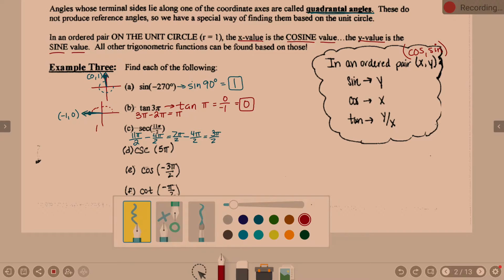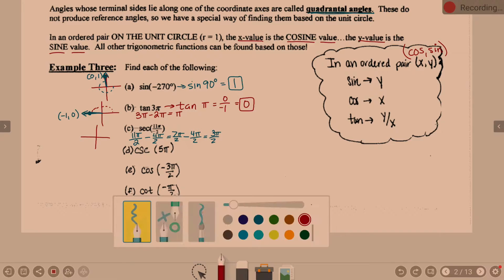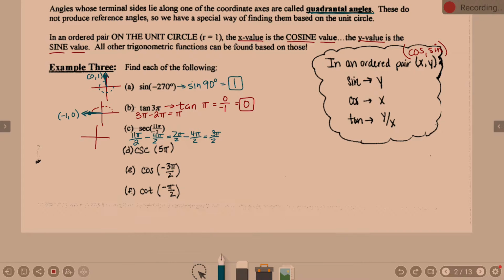So where is 3 pi over 2? Where is it, David? 270. Same as 270, right? I say work in radians, but I get it. It is also easy to convert into degrees. So what is that ordered pair at 3 pi over 2? 0, negative 1. Good. Because you're going to go left to right 0, down 1.